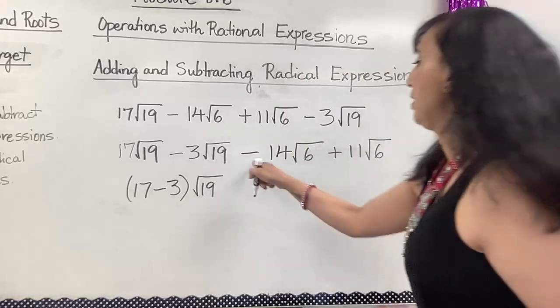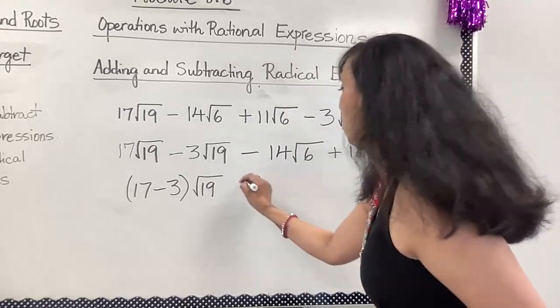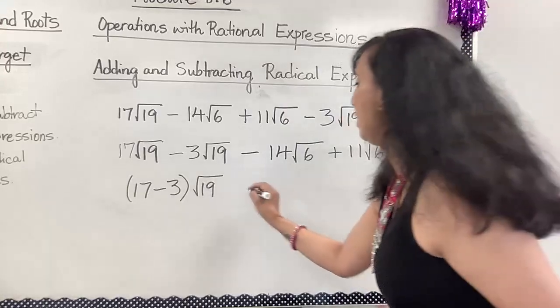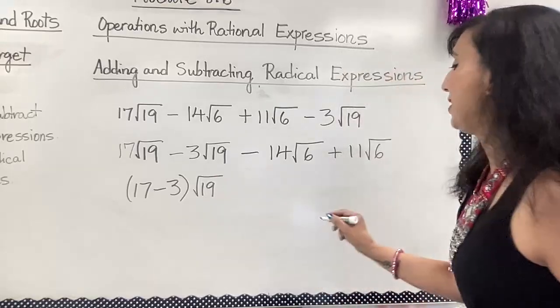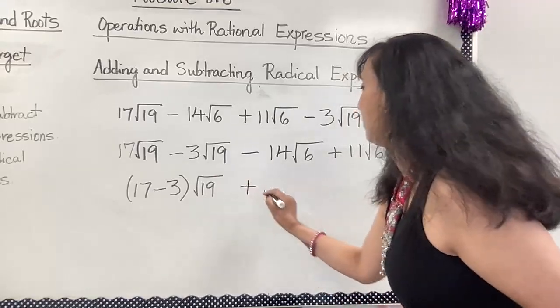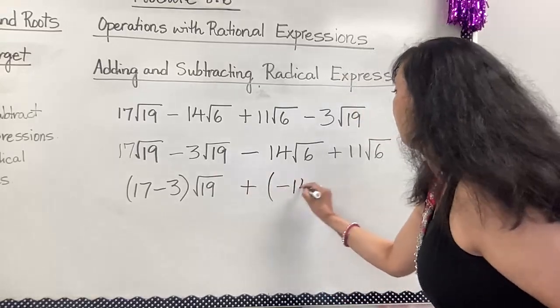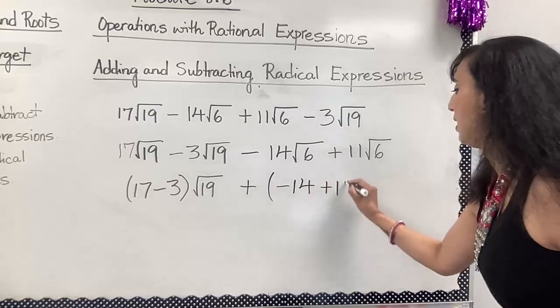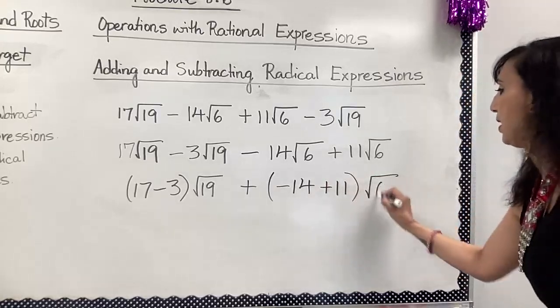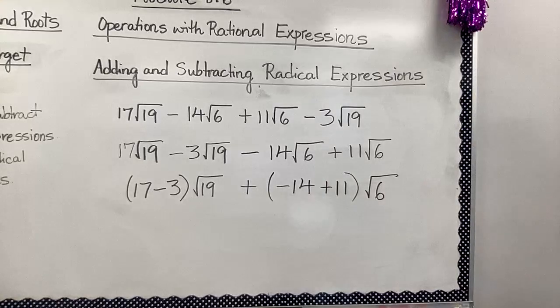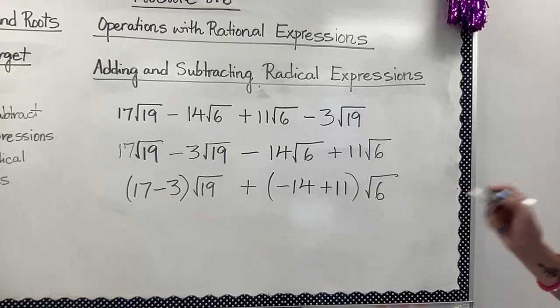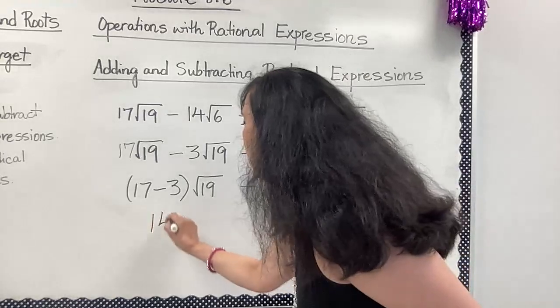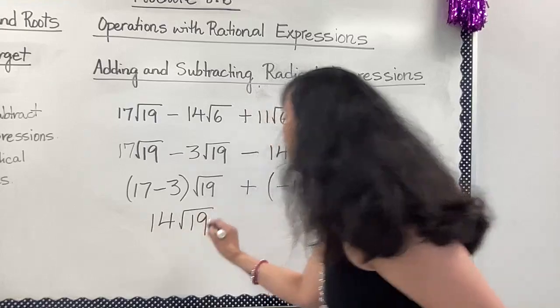Okay, and then this is minus, so it's going to be the opposite sign. All right, so you are adding the opposite, right? So this is going to give me plus, I have negative 14 plus 11 root 6. Right? And so let's look at this. What is 17 minus 3? I get 14 root 19.